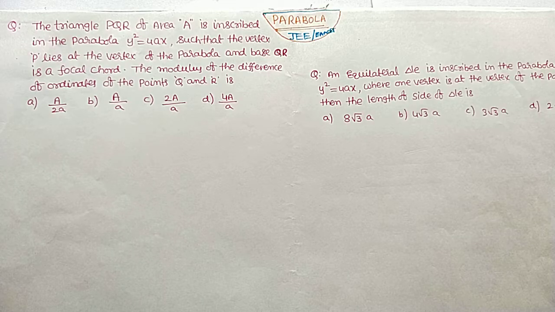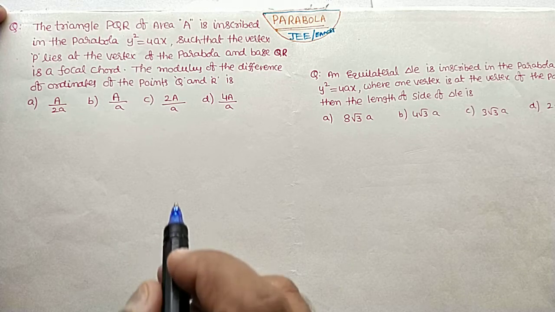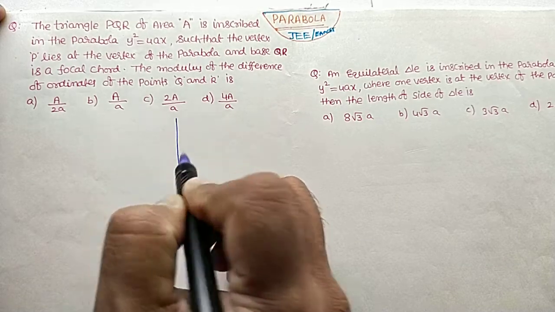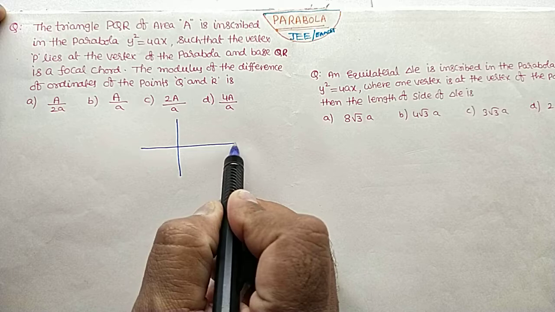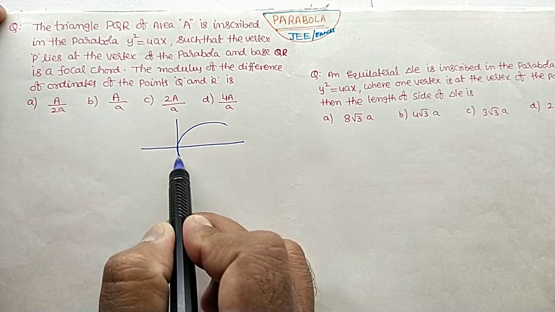So, from the question, you have to draw the rough figure. You will get an idea. The triangle PQR of area capital A is inscribed in the parabola y square equal to 4x. We know that. What is the figure of that one? See here, y square equal to 4x parabola.